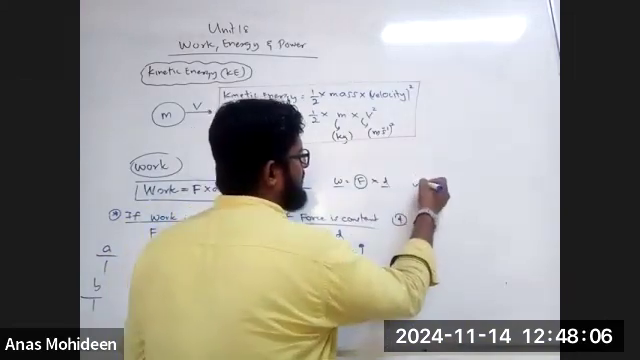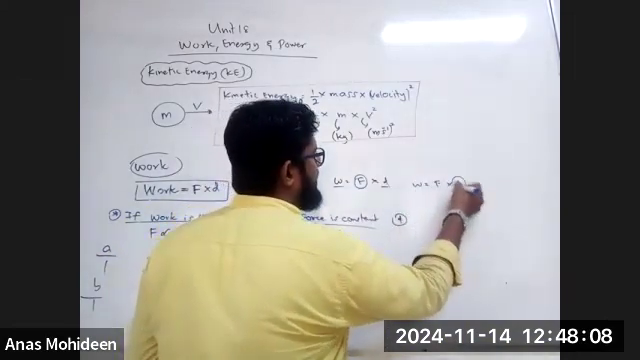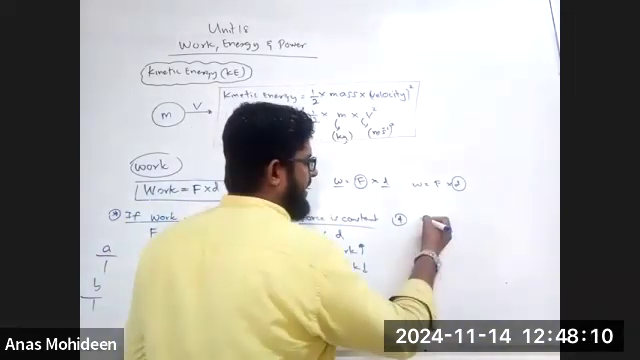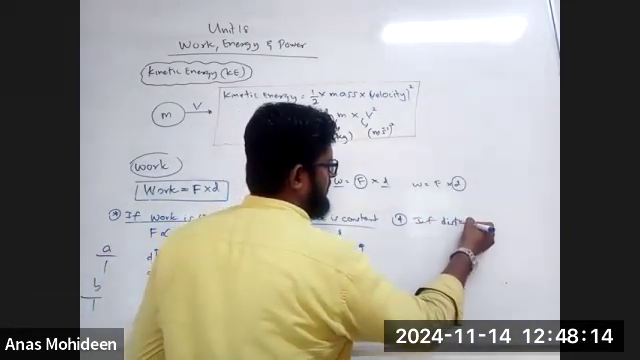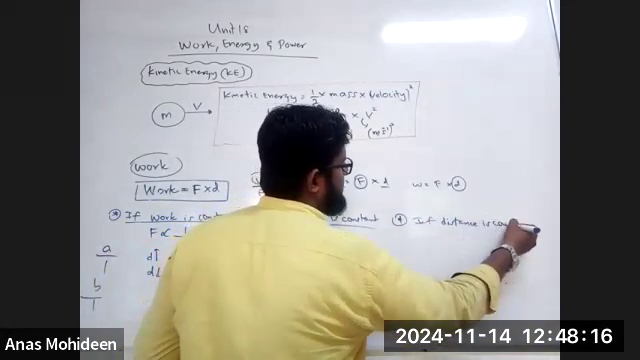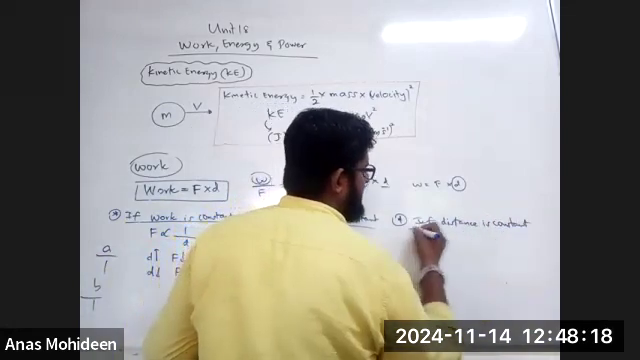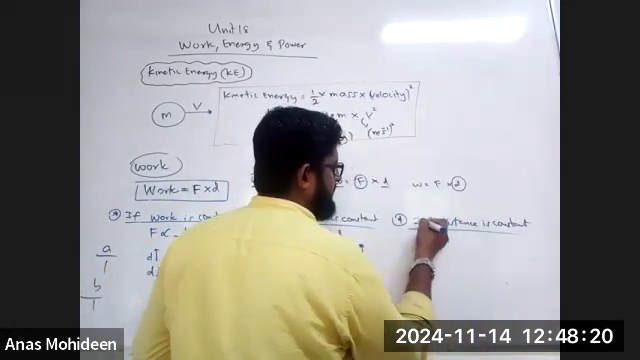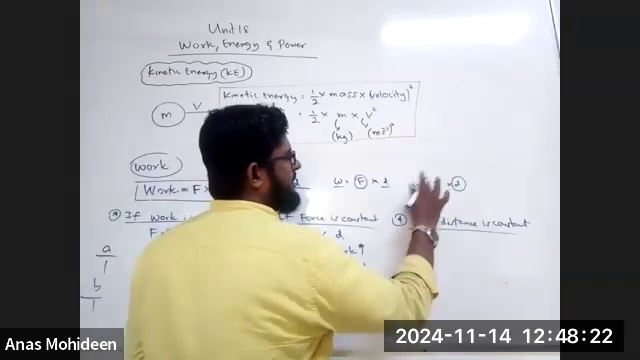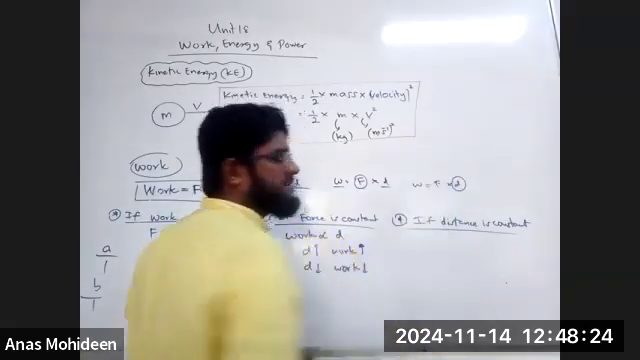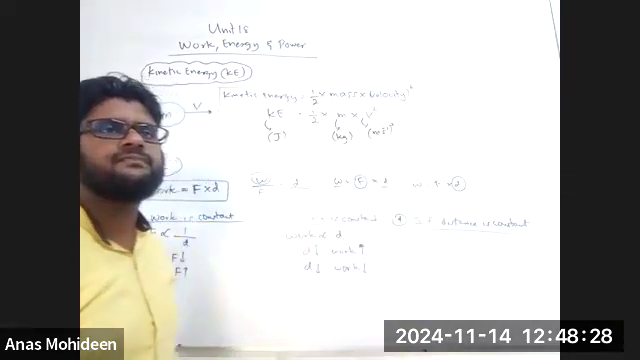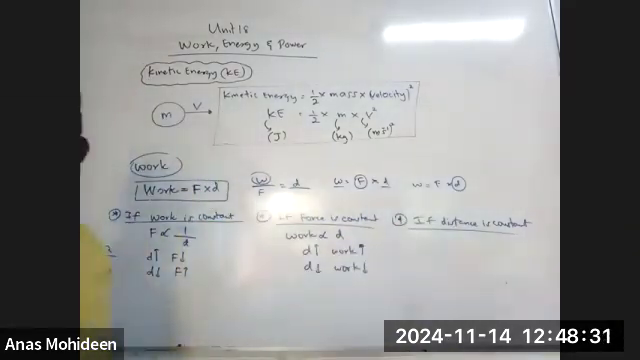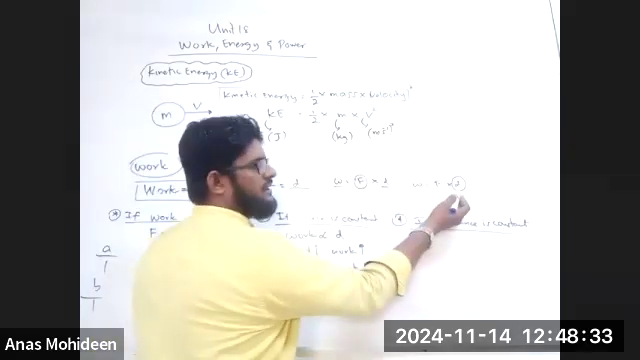Same way, the third one. Now I'm going to take work equal to F into D. I'm going to take D constant. That means if distance is constant, what is constant? Distance is constant. These two, tell me, is it proportional, direct or inverse? These two, are they direct proportion or inverse proportion? Tell me. How is it?